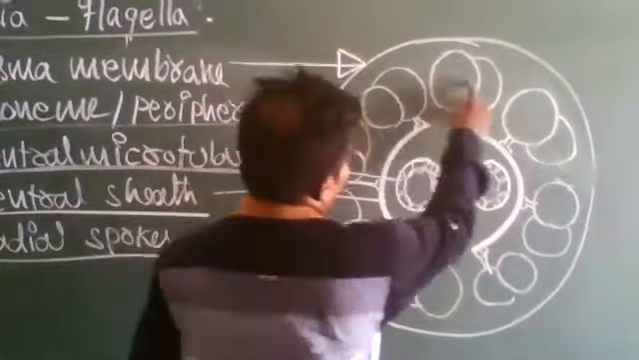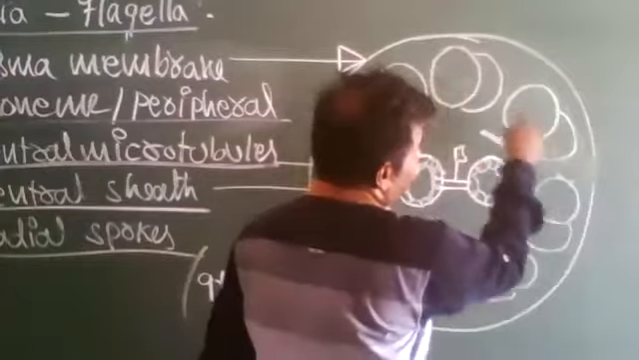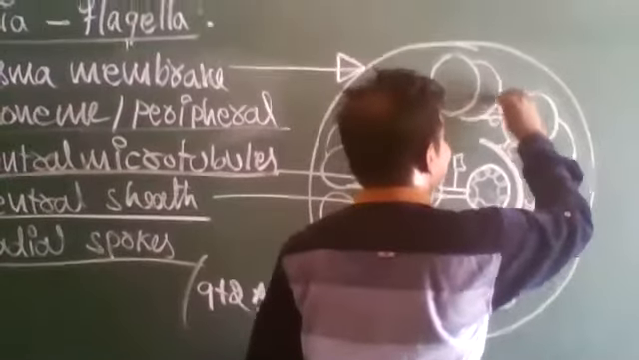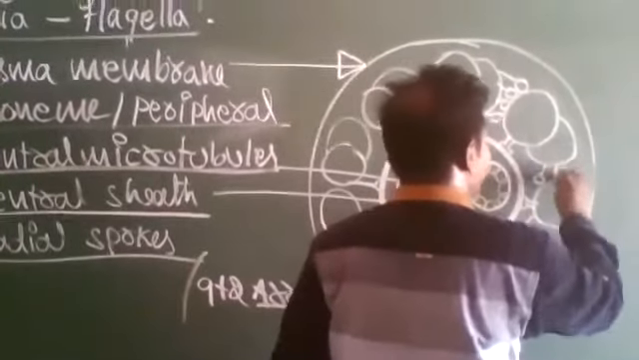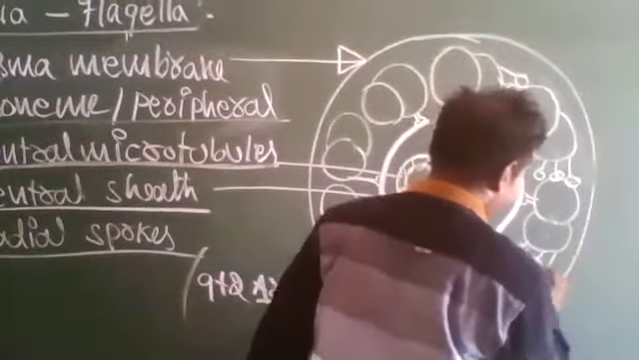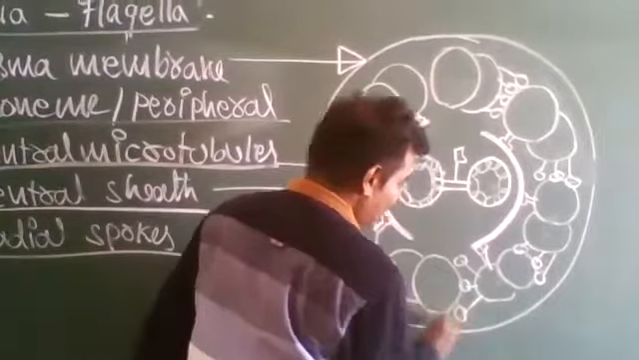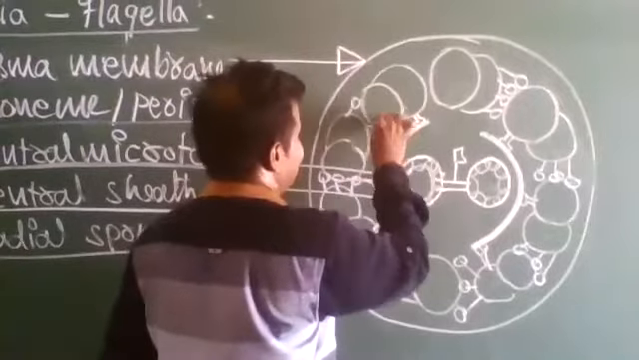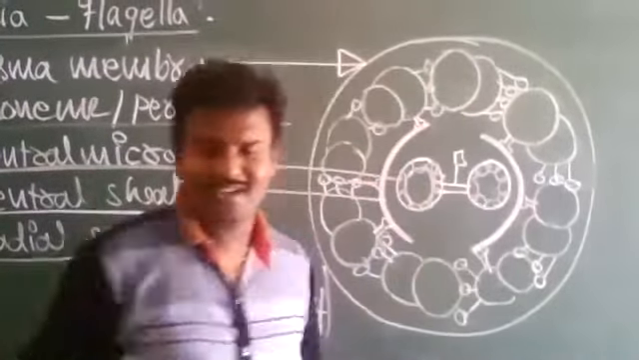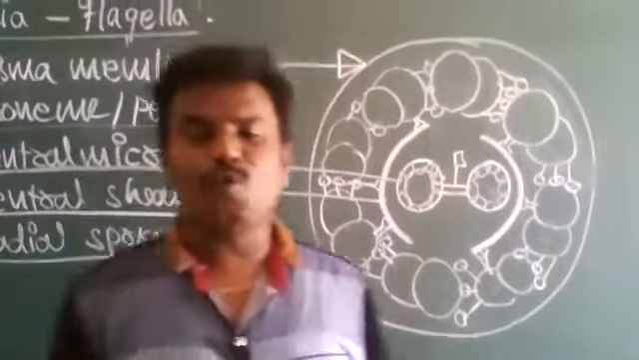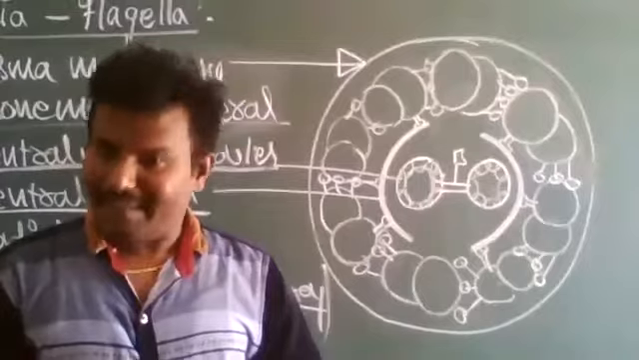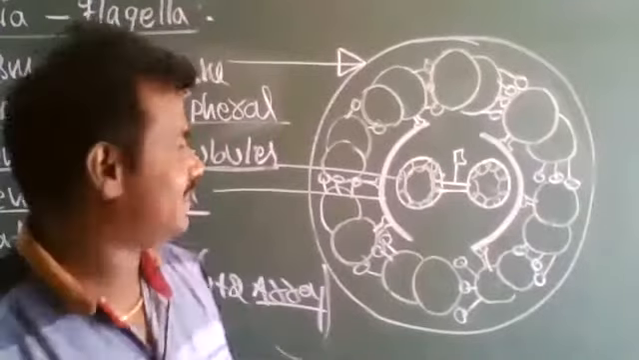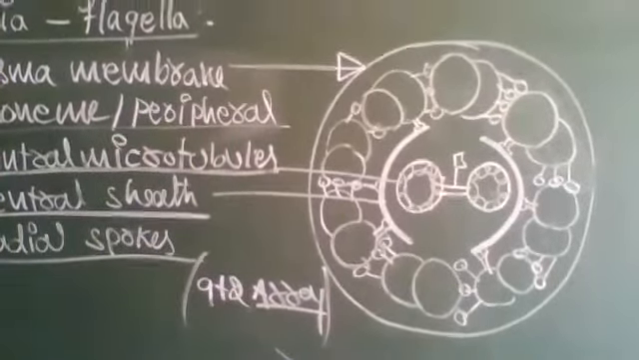Next, one more point. The central microtubules are attached by linkers. These are called polylinkers. With the help of linkers, peripheral microtubules are connected to one another. Like this way, you have to draw linkers. Peripheral microtubules are connected with each other by a number of linkers. Those are called polylinkers. Okay, that's it. This is the explanation about cilia and flagella.